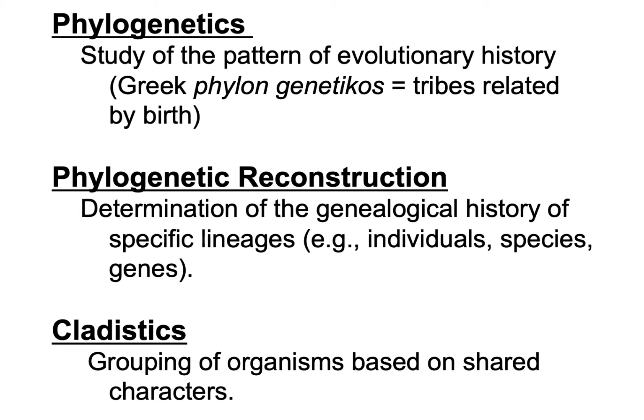Phylogenetic reconstruction is the determination of genealogical history of specific lineages, and these can be individuals, your family members, for instance, species, genes, or whatever data you want to use that indicates genealogical history. Cladistics, on the other hand, is the grouping of organisms based on shared characters. Now, while they can be molecular characters, more often they're morphological characters. So this doesn't always indicate genealogical history. So it's mainly a grouping of organisms based on their shared morphological or other characters.